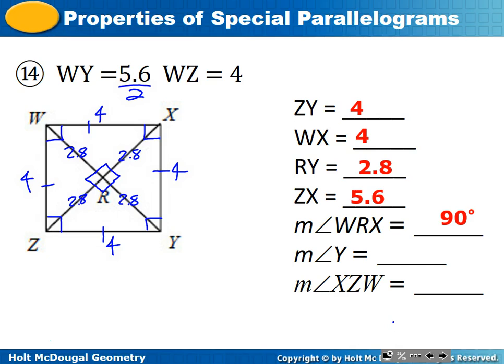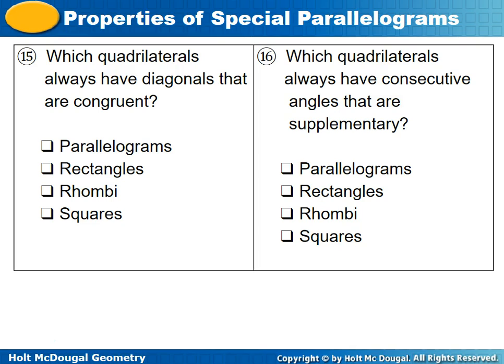So let's talk about where WRX is. WRX was this angle in here, and again, remember, the diagonals are perpendicular. Angle Y, this one down here, is 90 degrees, and then XZW. XZW, again, would be this angle down here bisected, right? So 90 degrees divided by 2 would be 45. So let's answer these next questions.